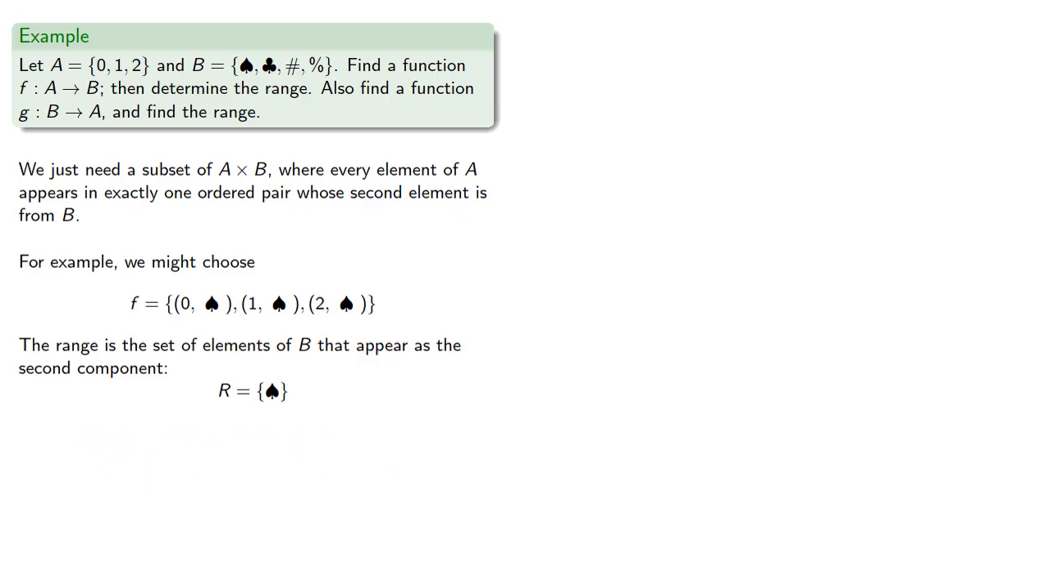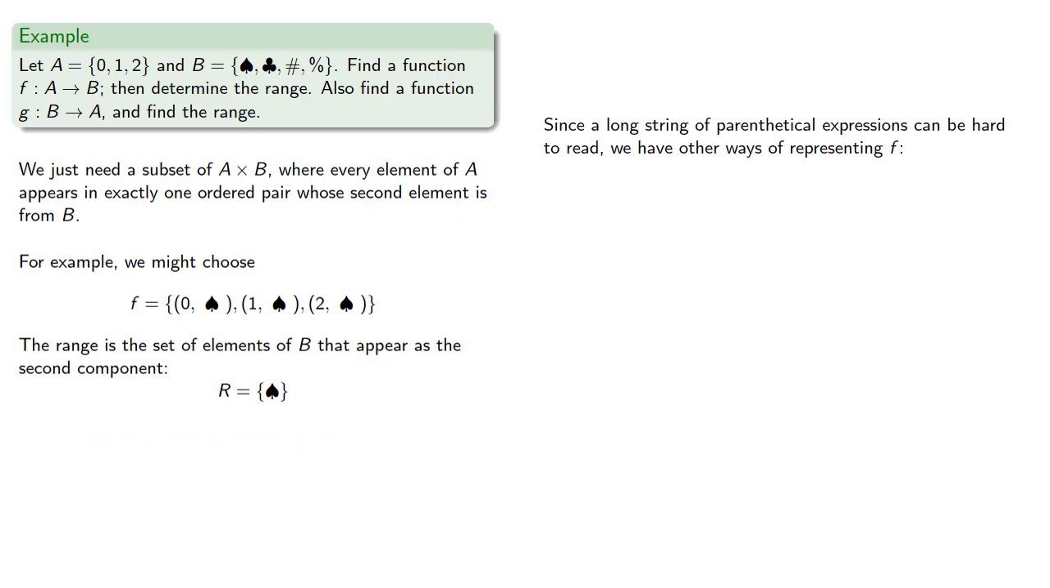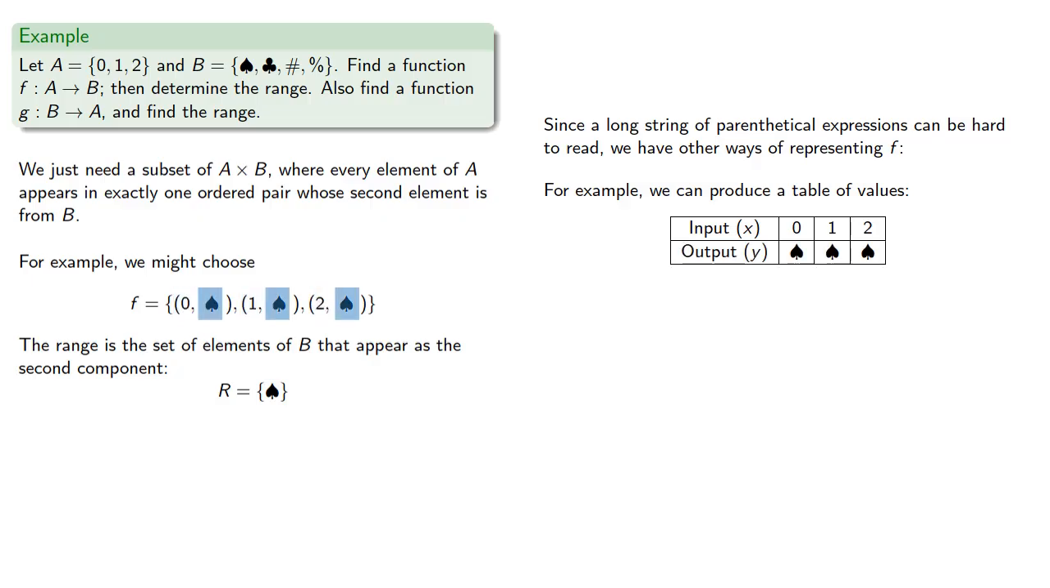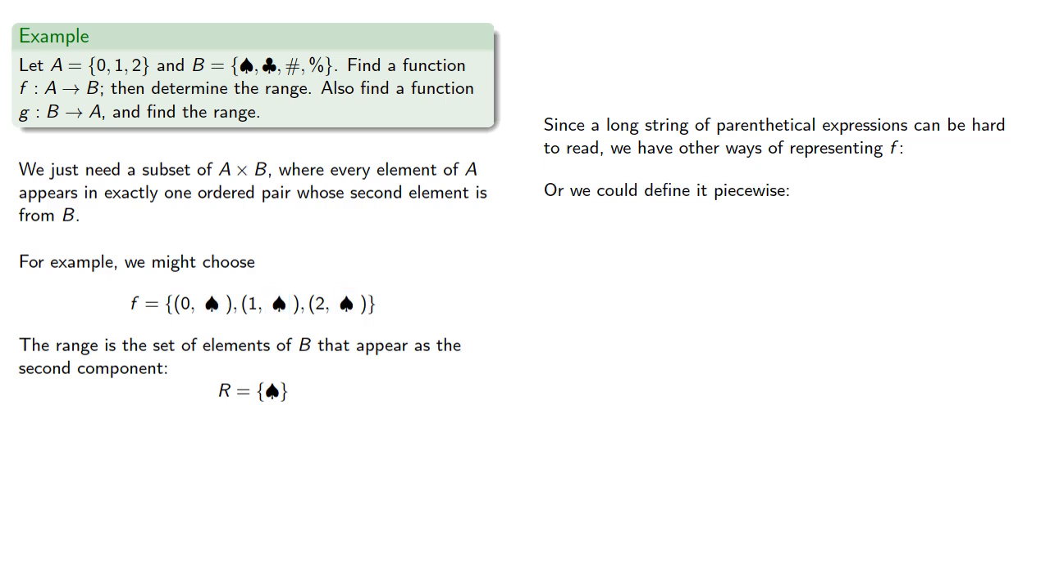Now, since a long string of parenthetical expressions can be hard to read, we have other ways of representing our function. For example, we can produce a table of values, and remember, our input is our first component, x, and we have 0, 1, or 2, and our output will be the second component, which is just that. Or we could define it piecewise. So our function, well, if x is 0, it's going to be this symbol. Well, actually, it's that symbol if x is 1 or 2 as well.